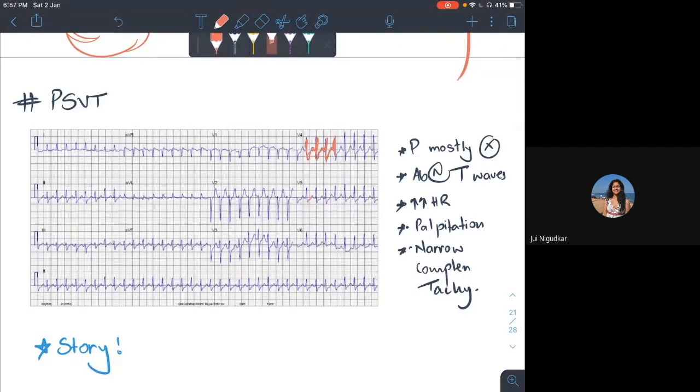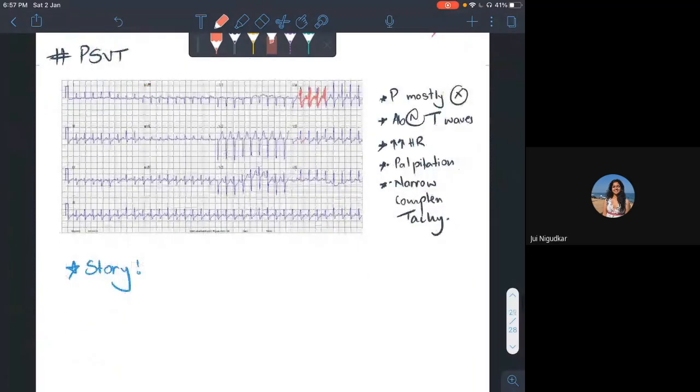So PSVT is paroxysmal supraventricular tachycardia. It has a narrow complex tachycardia where the P wave is almost absent. You will just see a very high heart rate ECG with abnormal T waves and narrow QRS complexes. Now, how do you treat this?